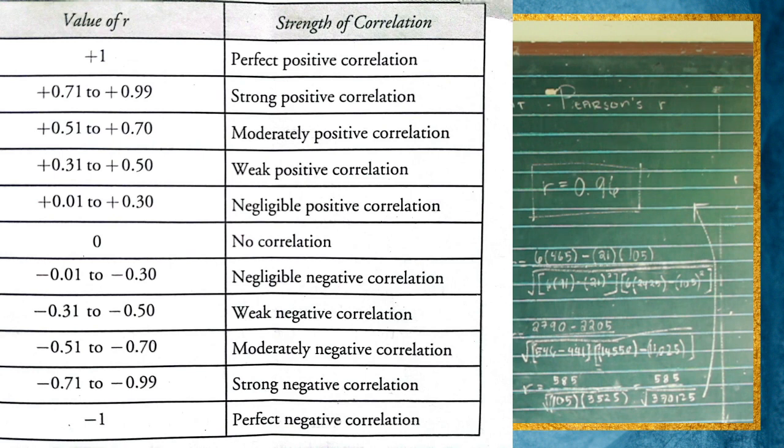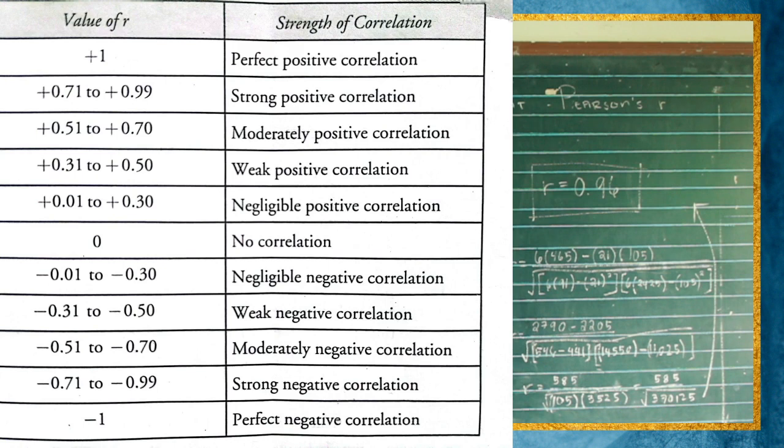Ngayon, from positive 0.71 to positive 0.99, strong positive correlation. Hindi man ganun ka-perfect, pero strong. And then, positive 0.51 to positive 0.70, moderately positive correlation. And then, positive 0.31 to positive 0.5, meron lang na weak positive correlation. And then, positive 0.01 to positive 0.3, negligible positive correlation. And then, pag 0, ibig sabihin, wala silang correlation talaga.